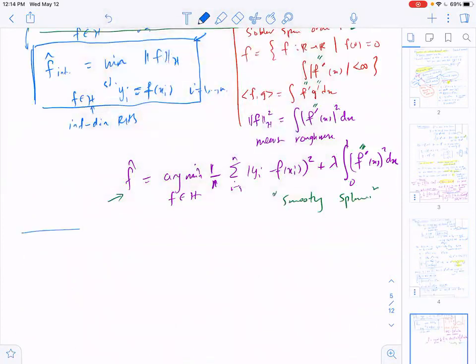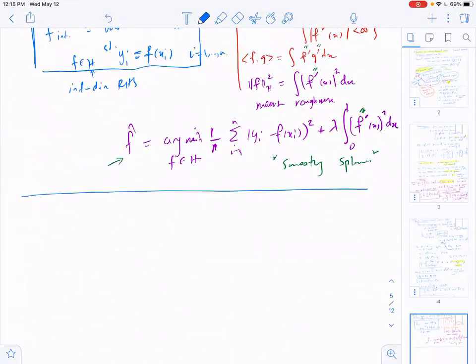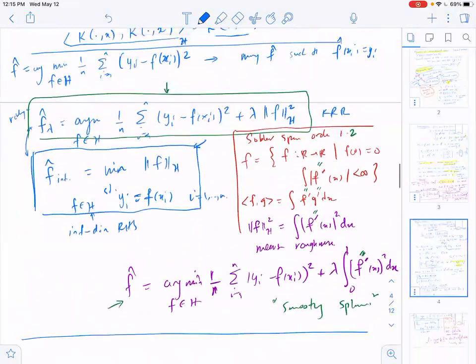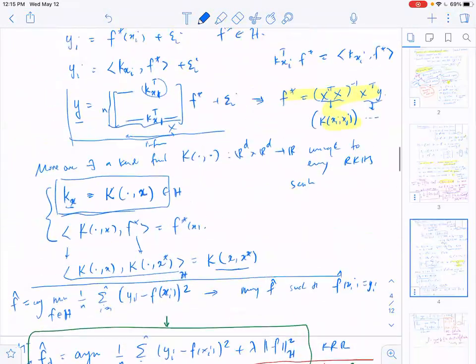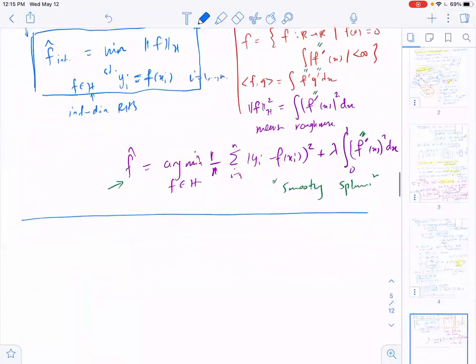I just wanted to give you a taste of what this looks like, and we almost ran out of time. I just want to mention one last thing before next time, when we're going to actually analyze these things. If you have questions, let me know. We can come back to the RKHS connection later. So, performance measures.